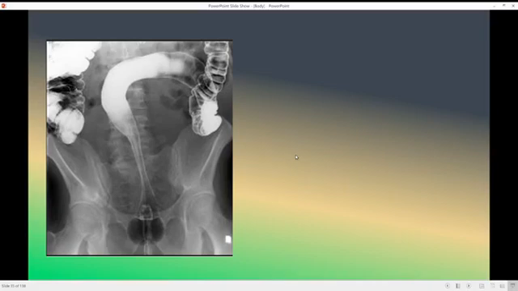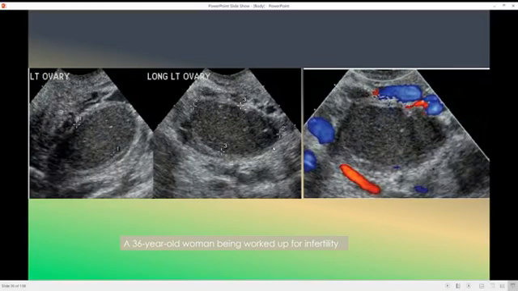So we have some answers, and this is a case of pelvic lipomatosis. This is a case of pelvic lipomatosis causing compression of the sigmoid colon and the upper part of the rectum. This is pelvic lipomatosis. We move to the next case. What do you think of this patient?